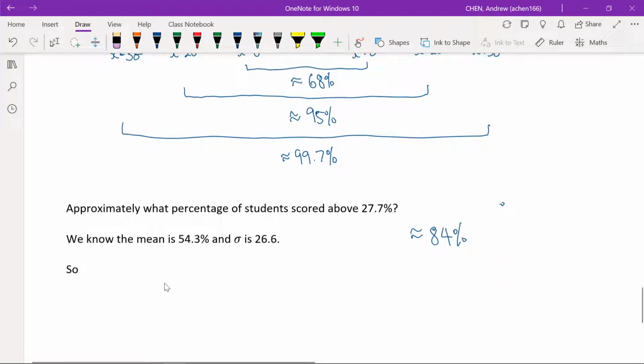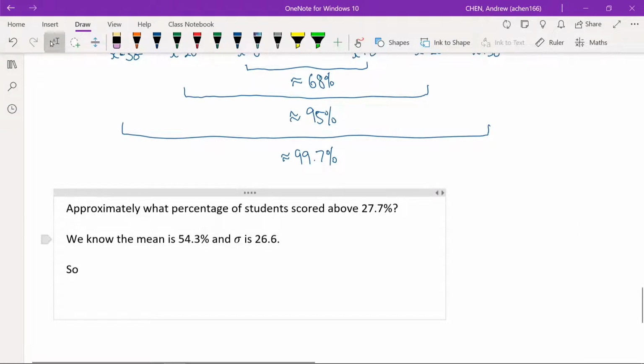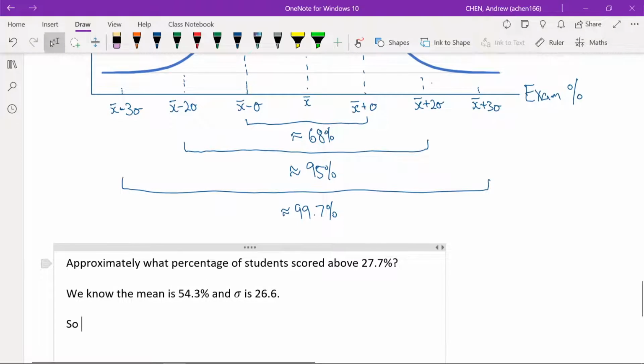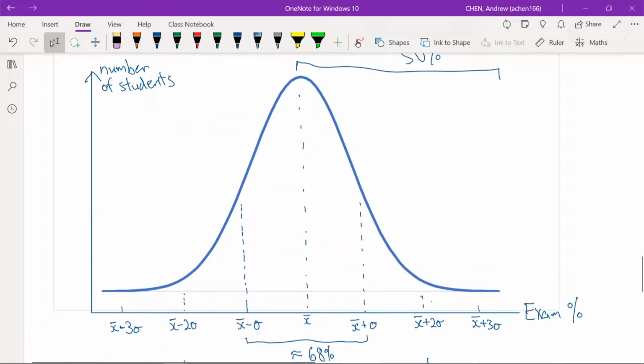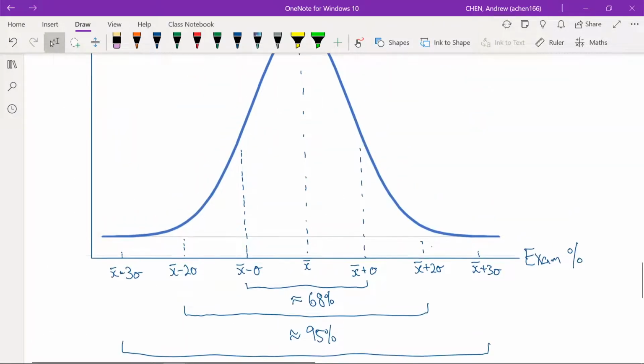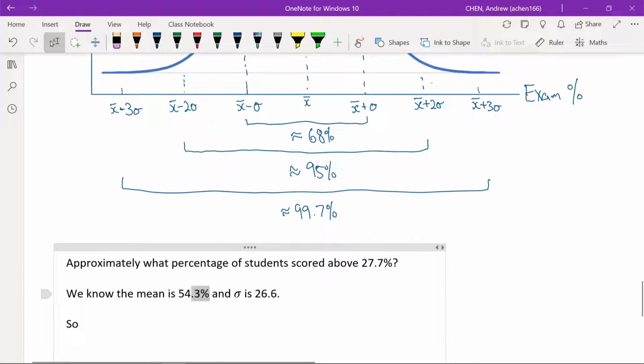Let me rub this out and talk through it again. So what sort of questions will you have to answer? Well, things like this. Let's say you ask: approximately what percentage of students scored above 27.7%? Why is this number so specific? Well, there's a reason for that. I did that on purpose. So remember, we're still talking about exam scores here. Our mean is 54.3 and our standard deviation is 26.6. We need to try to get 27.7 out of that. Is there some sort of relationship?